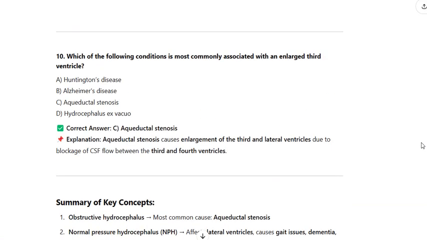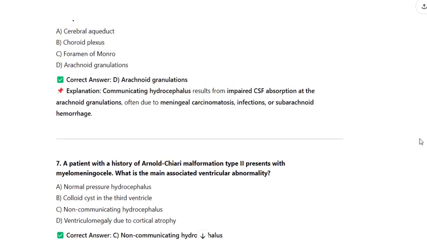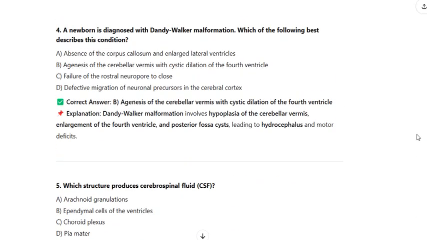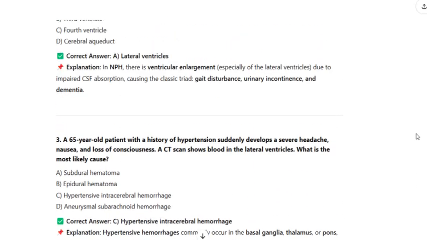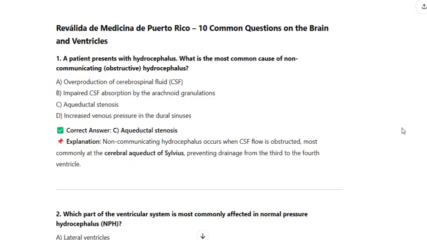Revalida de Medicina de Puerto Rico, 10 common questions on the brain and ventricles. 1. A patient presents with hydrocephalus. What is the most common cause of non-communicating obstructive hydrocephalus?